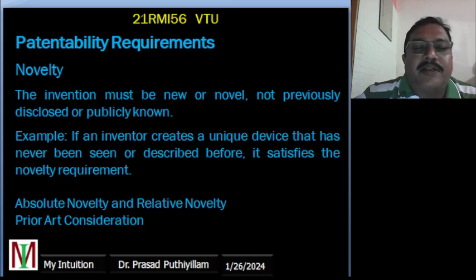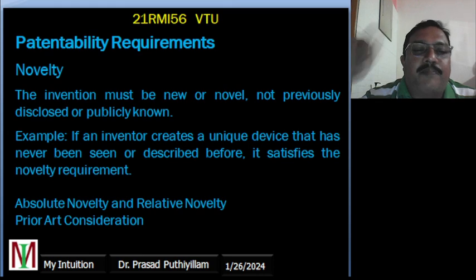Now, prior art consideration is also a very important point, because it is related to published articles. Prior art means whether patents are published or already applied, or whether it is published in any literature, scientific or technical, or available in any other domains or documents which can be accessed. If it is there, then it is prior art.